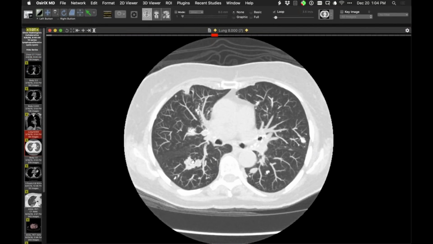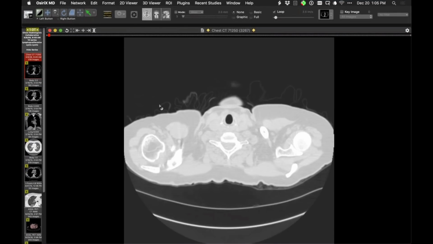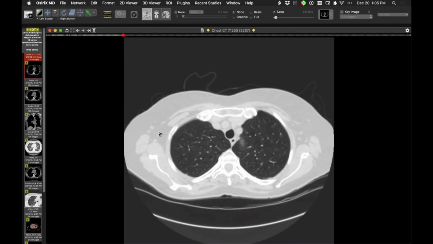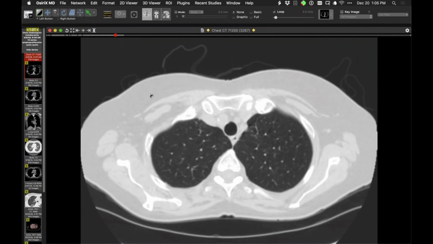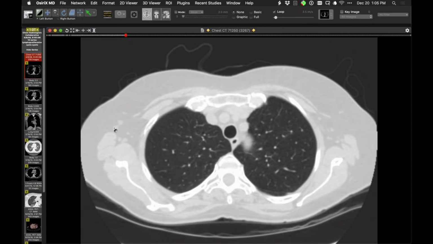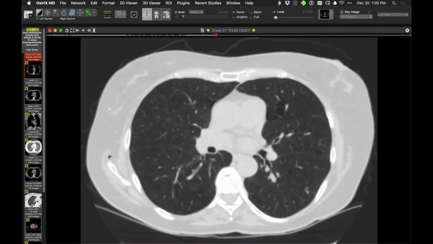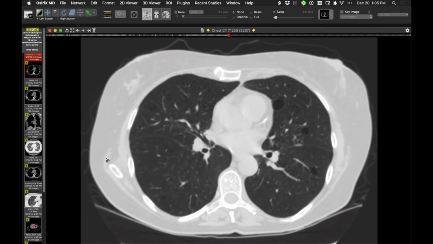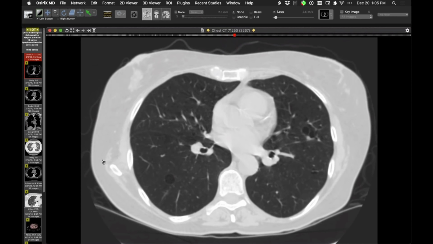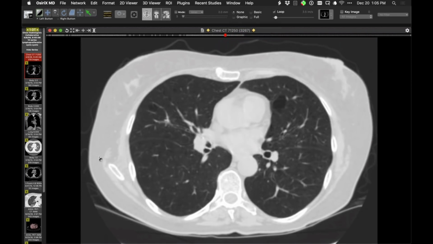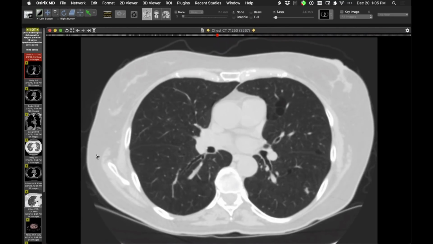Let me actually show you non-MIPS images going back to 2008. There is a combination of multifocal, multilobar cystic lesions. The cysts have thin walls, but some of them clearly contain residual foci of tissue within that look like septations. For example, this one here in the left upper lobe.